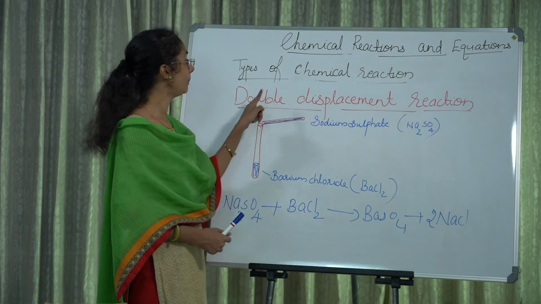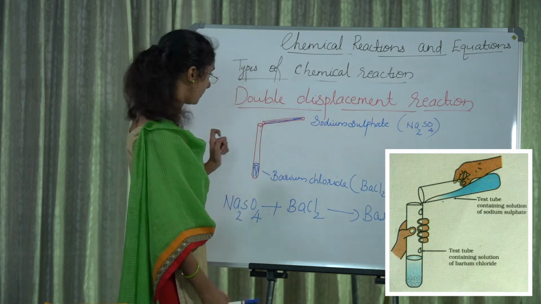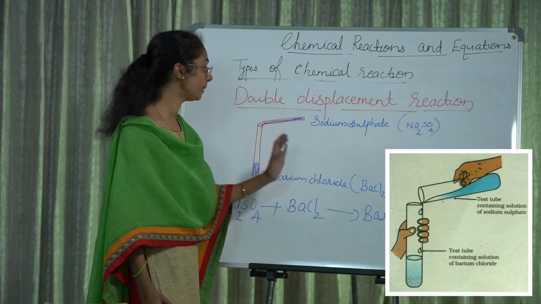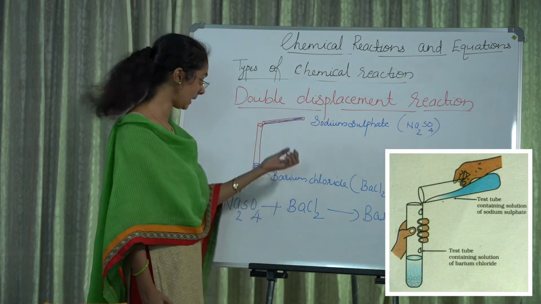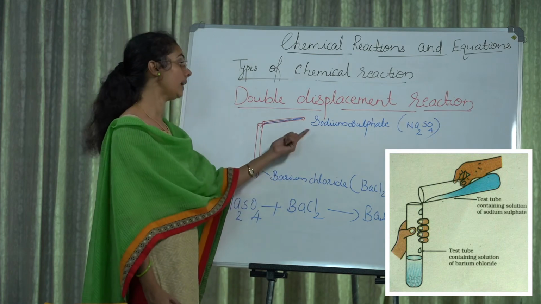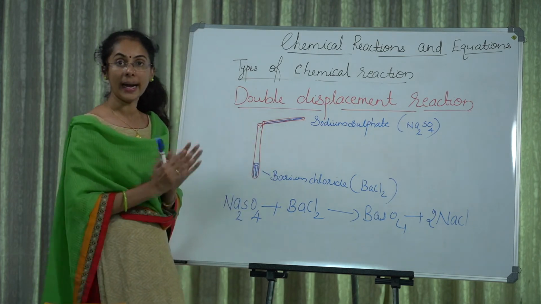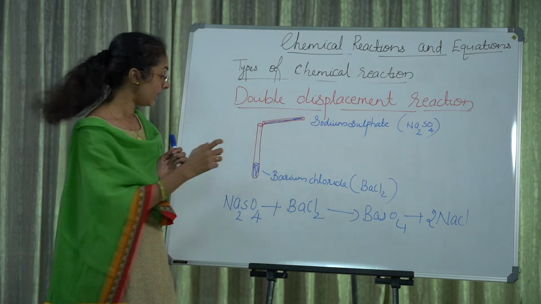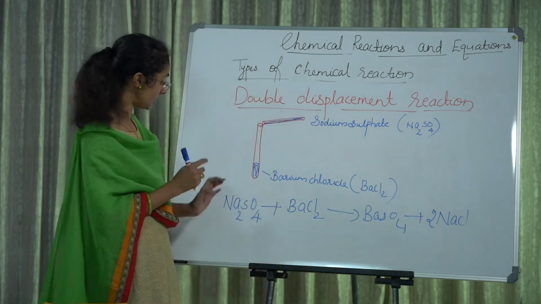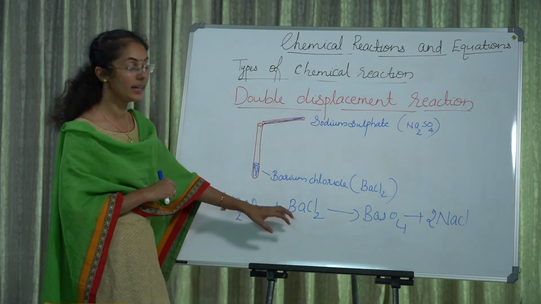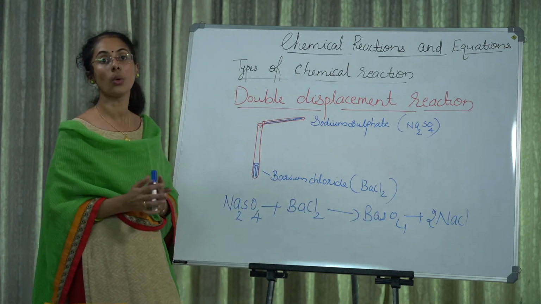Next one is double displacement reaction. Take some barium chlorate in a test tube and add some sodium sulfate solution. Then sodium sulfate and barium chlorate react to form barium sulfate and sodium chlorate.